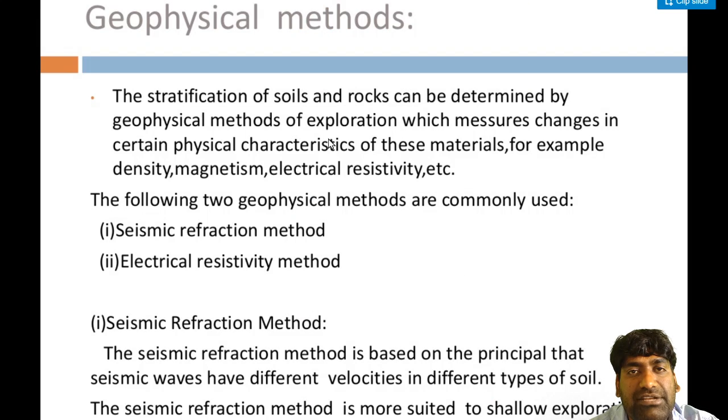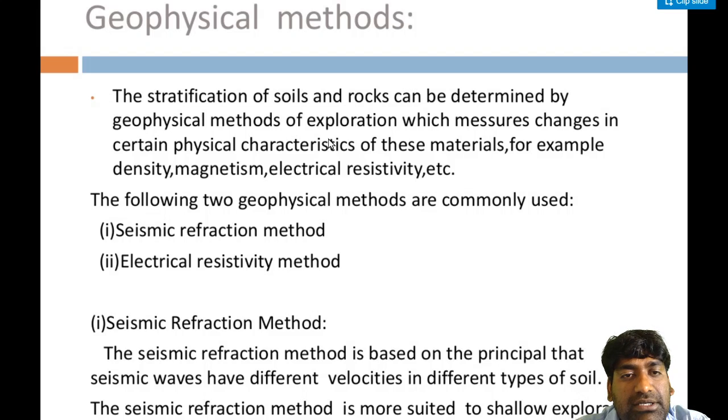Geophysical methods: the stratification of soil and rock can be determined by geophysical methods of exploration, which measure changes in certain physical characteristics of these materials, for example density, magnetism, electrical resistivity and so on. You have gone through these methods in geology also, and I will prepare a separate lecture on geophysical methods for geology students, which I will share with you. Here I am talking about these methods in brief: the seismic refraction method and the electrical resistivity method.